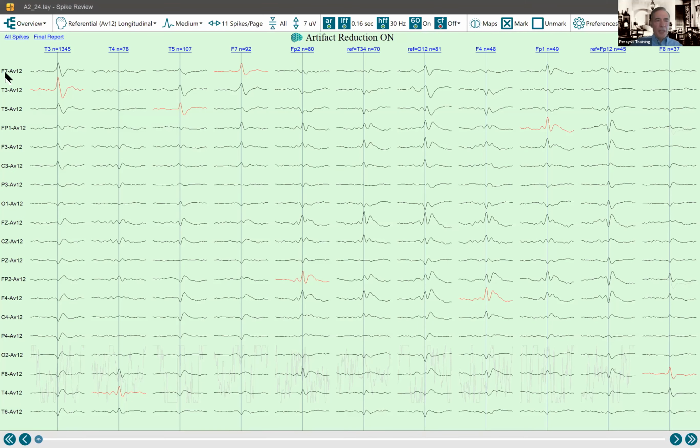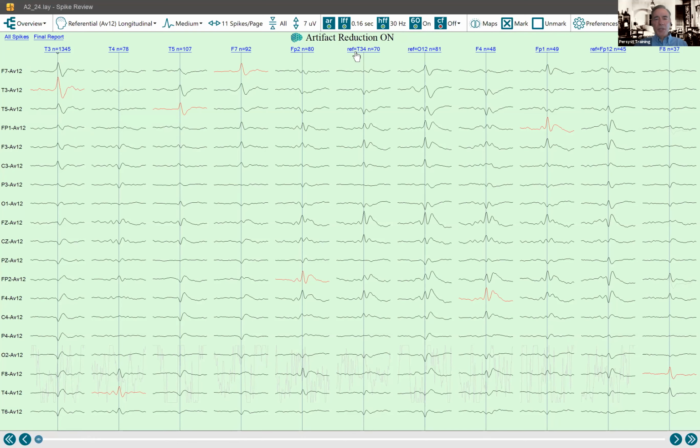Okay, so now we're in the spike review program. The ways that we were looking at spikes previously is we were looking at them in the comment list, we were looking at them in trends. This allows us to look at them in groups of where they were detected. And so here we can see averages of each one of the detections.